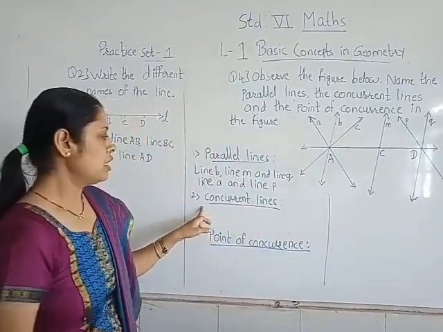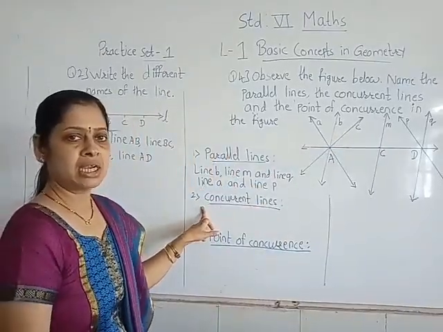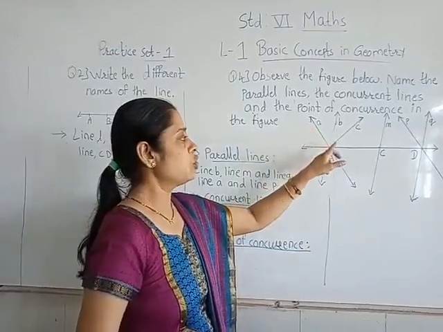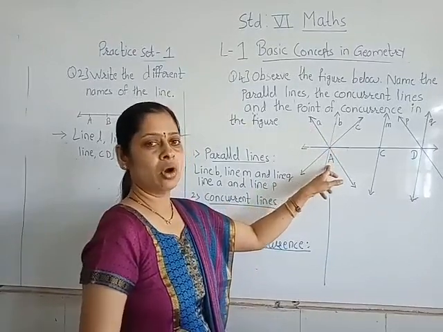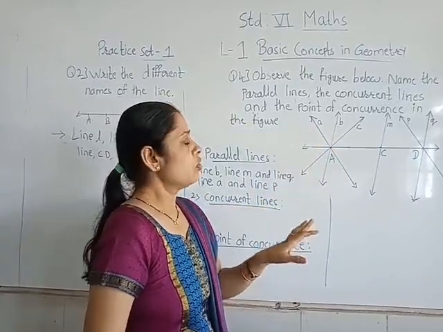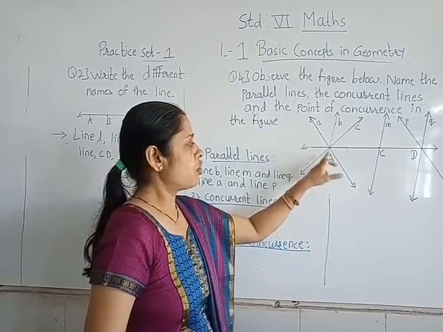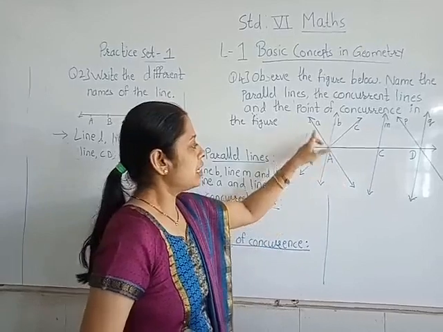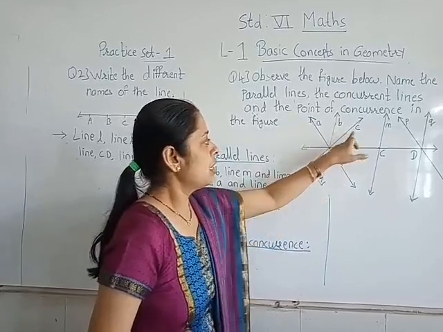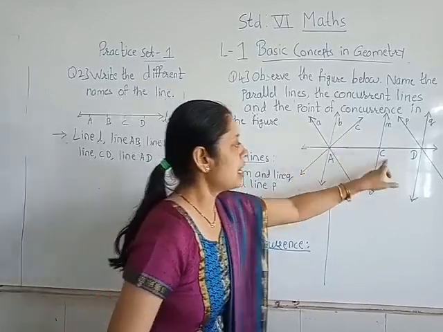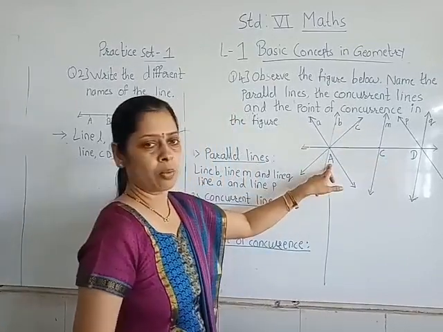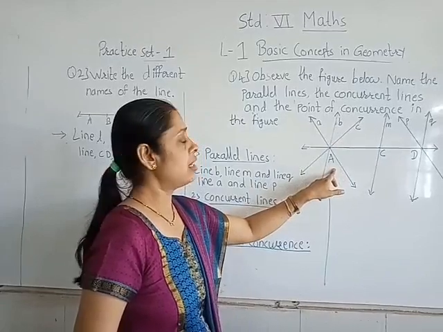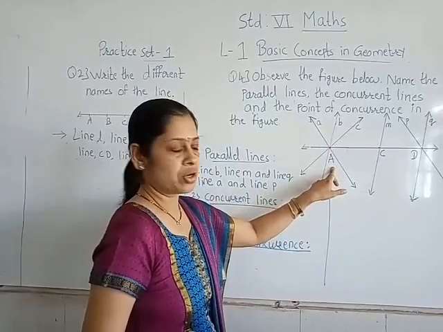Now we will find concurrent lines. We have studied that when three or more than three lines passing through a single point, they are called concurrent lines. So now find near from point A, how many lines are passing? Line A, line B, line C and line AC passing through point A. So these are concurrent lines and A is the point of concurrence.